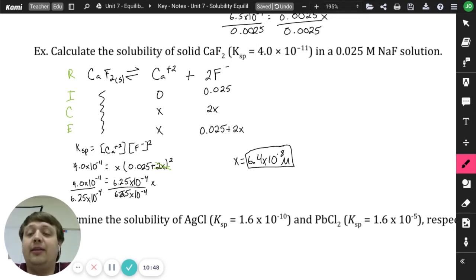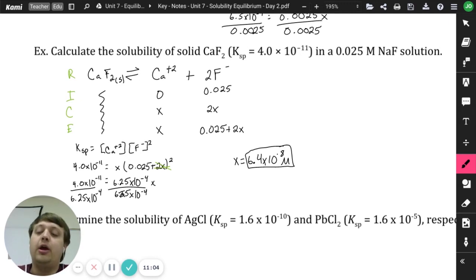I can make the assumption that that 2x is negligible because our Ksp is such a small number. And so after plugging in all my numbers and solving with my equilibrium expression, I am going to find that 6.4 times 10 to the negative 8 is my answer there.